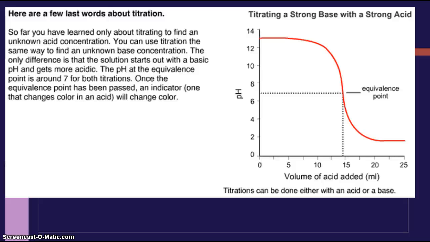Here are a few last words about titration. So far you have learned only about titrating to find an unknown acid concentration. Well, look at this. We can do the opposite. We can start with a base. Look at that, pH 13, 13, 12, boom, equivalence point. Its pH is 7. What does that tell you? That it's neutral. And then boom, you just add a little bit more, and now it's an acid. So you can do titrations either way, base to acid or acid to base.